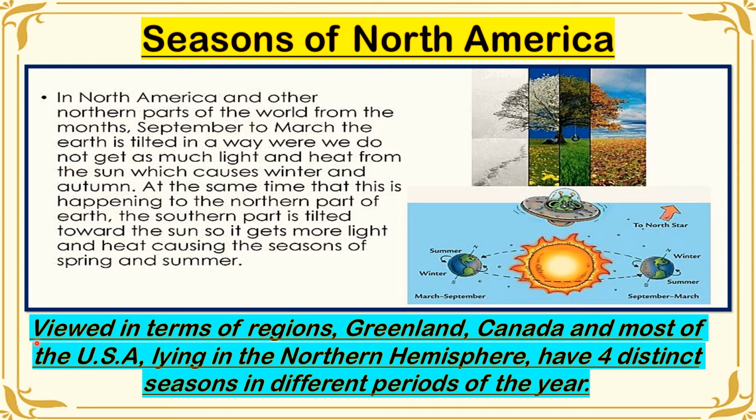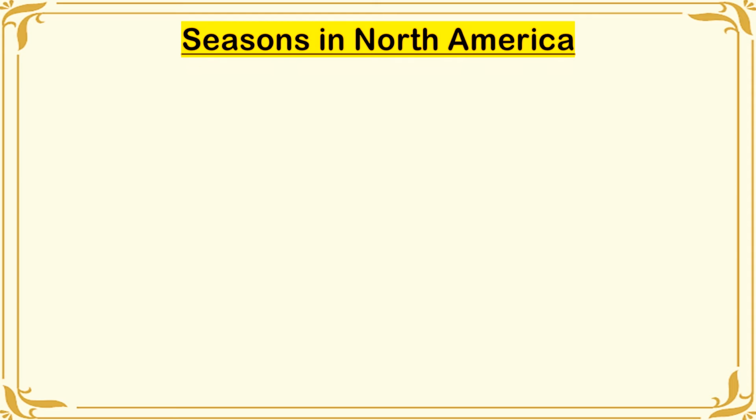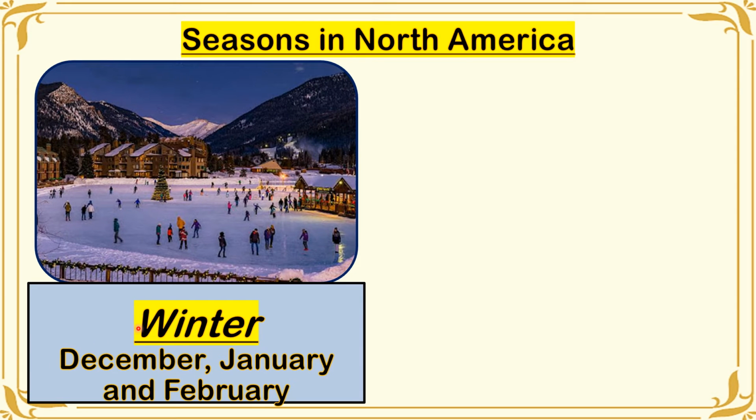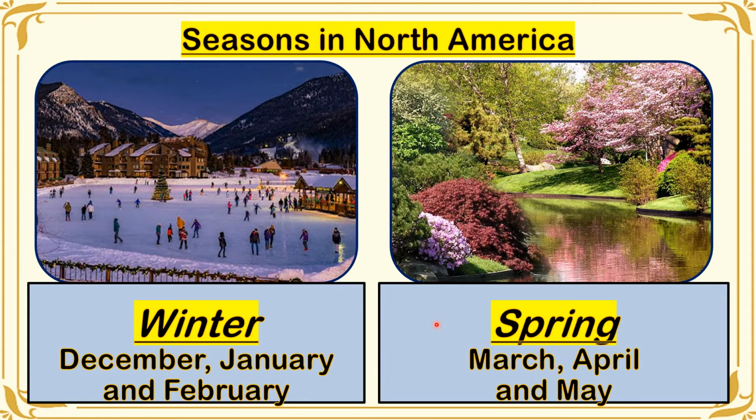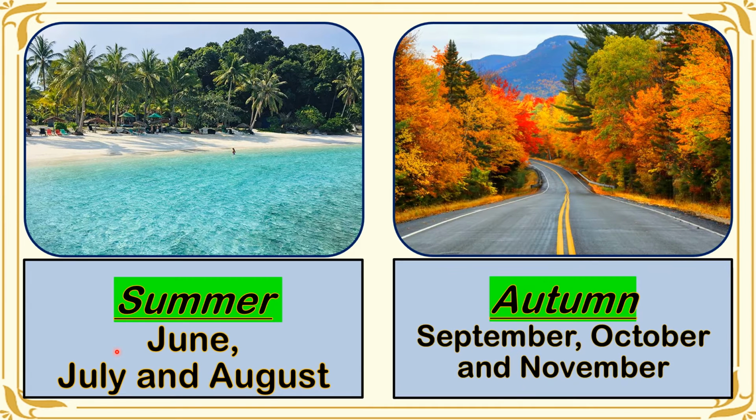Viewed in terms of regions, Greenland, Canada, and most of the USA, lying in the northern hemisphere, have 4 distinct seasons in different periods of the year. Now, class, let us discuss the seasons in North America. Number 1 is winter. It happens in December, January, and February. Number 2 is spring, which happens in March, April, and May. Number 3 is summer, which happens in June, July, and August. Number 4 is autumn, which happens in September, October, and November.